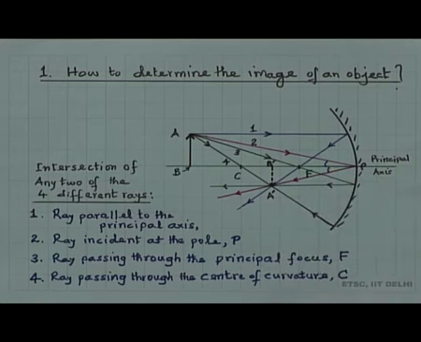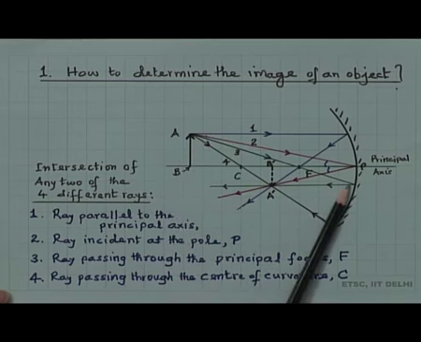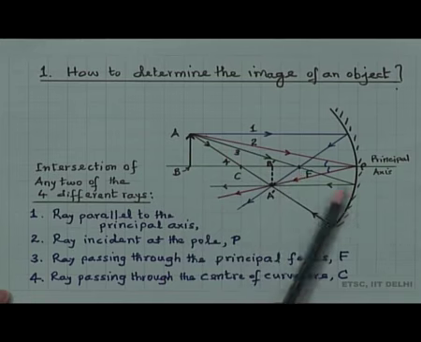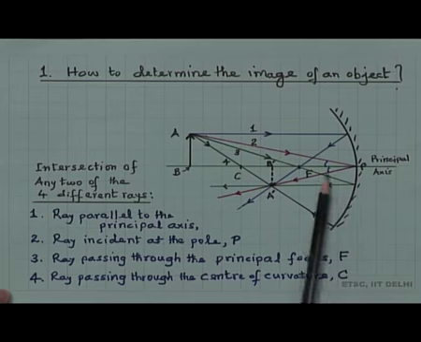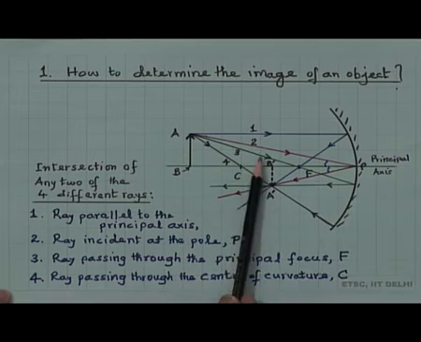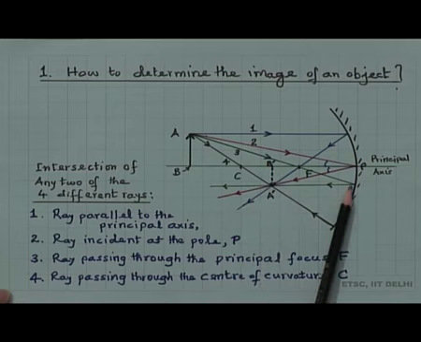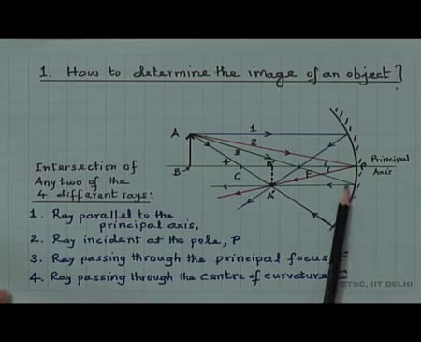A third ray which we could consider is a ray passing through the principal focus. A ray passing through the principal focus or a ray coming from the principal focus will be rendered parallel, because a parallel ray will be reflected back in such a way that it passes through the principal focus, and by the reversibility of light, a ray passing through the principal focus and incident on a spherical mirror will be rendered parallel.